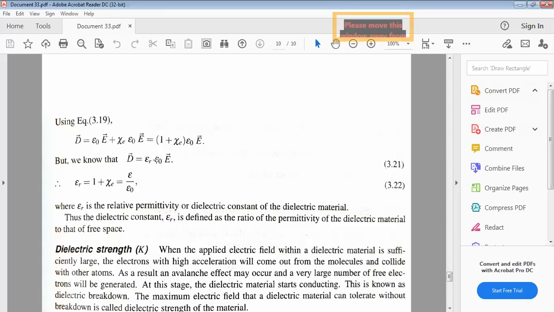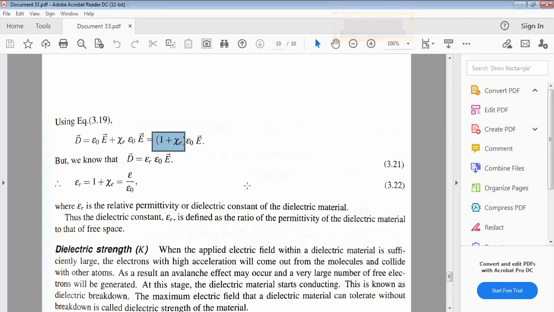But we know that D equals epsilon E, where epsilon equals epsilon naught epsilon R. That's why epsilon R equals 1 plus chi E. Can I replace 1 plus chi E with epsilon R while comparing these two expressions? So epsilon R equals 1 plus chi E equals epsilon by epsilon naught.